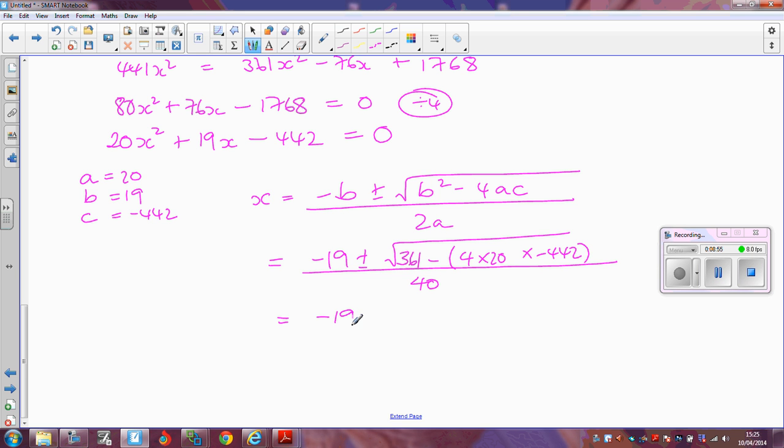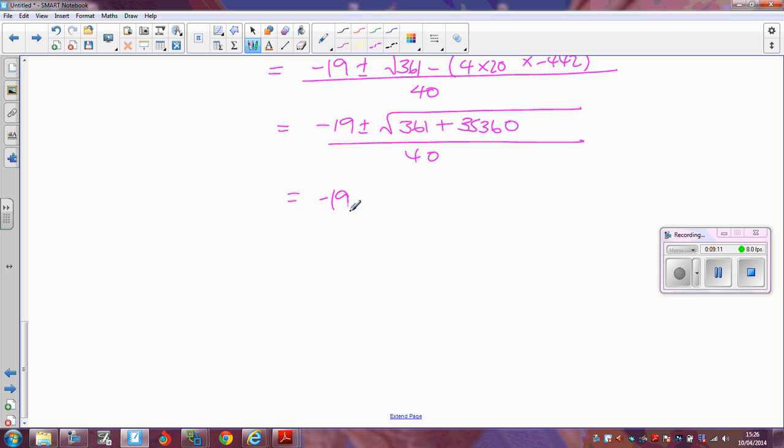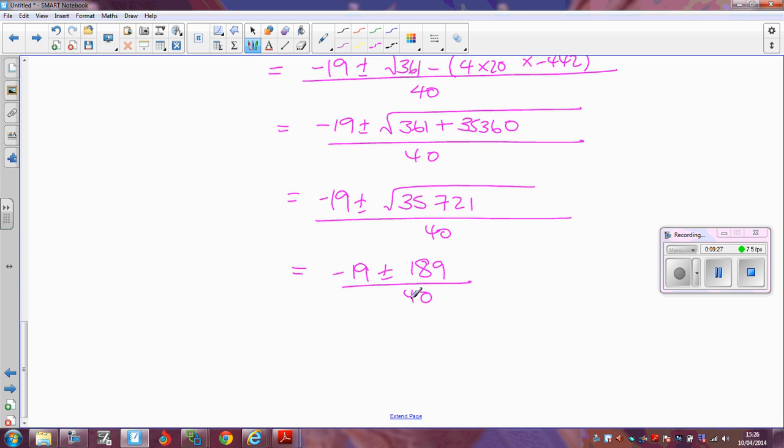So it becomes minus 19 plus or minus the square root of 361. Now it's minus minus, which becomes plus, times these three together, I get 35,360. Again, that's divided by 40. And that becomes minus 19 plus or minus the square root of 35,721, again divided by 40, and surprise, surprise, if I work out the square root of that, it comes out as 189 divided by 40.